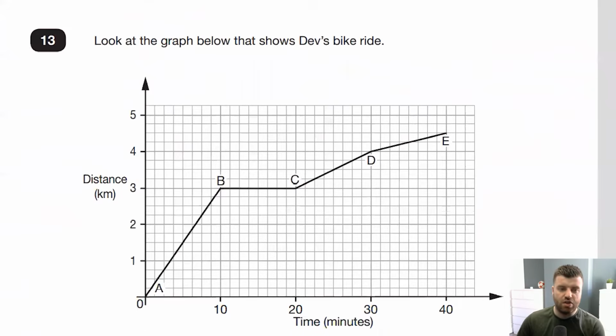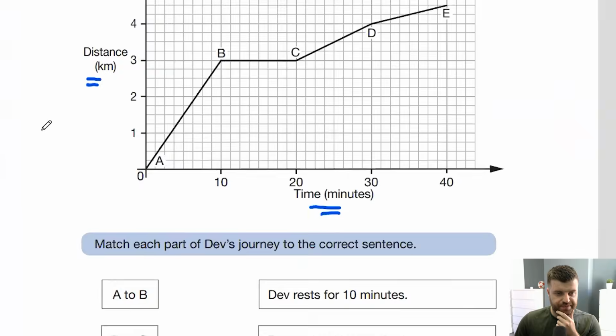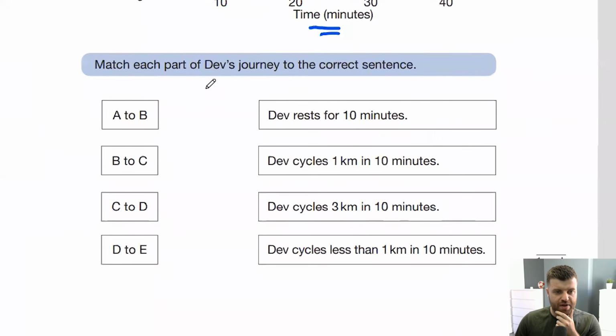Question 13, look at the graph below. This is an interesting graph. First thing you should do is see what the graph is telling you. It's about Dev's bike ride. Let's look at the y-axis here. This is the distance in kilometers, and this is the time in minutes. So let's take a look at this question. Match each part of Dev's journey to the correct sentence.